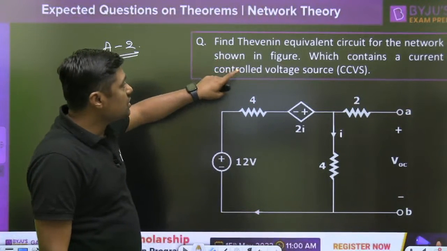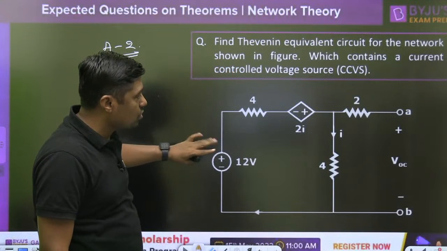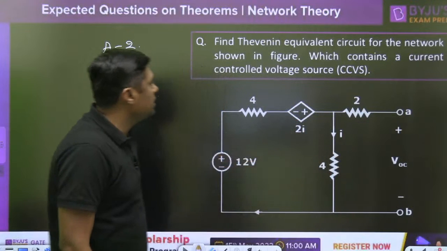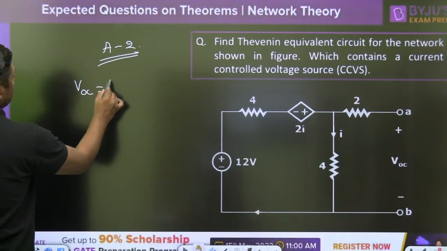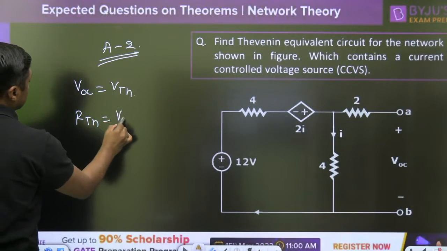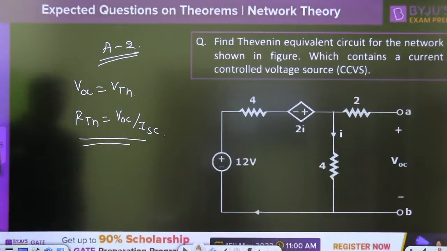So find the Thevenin's equivalent circuit for the network shown in the figure, which contains a current controlled voltage source. This is a current controlled voltage source. This is the I. You have to find the VOC and IS. Thevenin's equivalent means we have to find the VTH. You have to find what? RTH. There are some dependent sources.